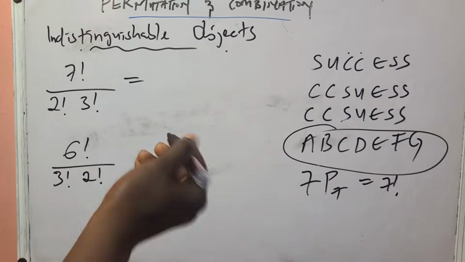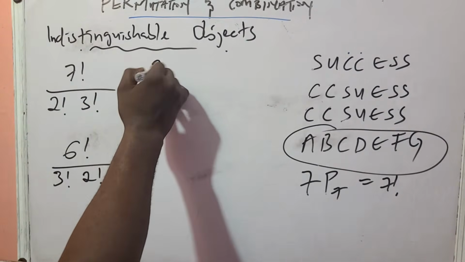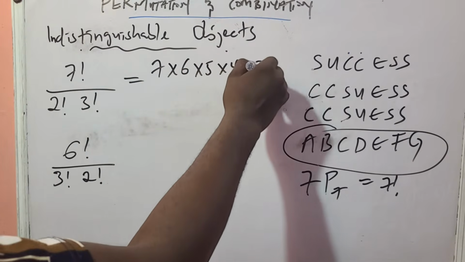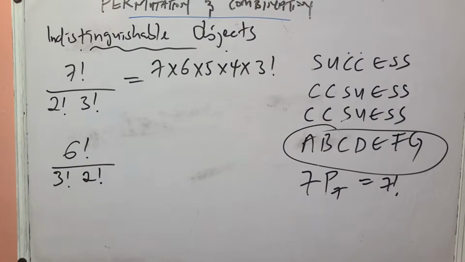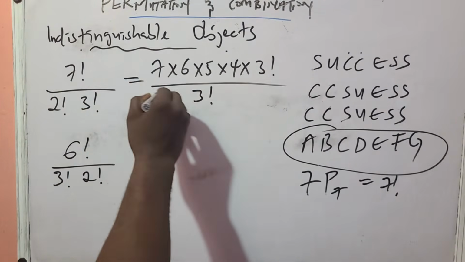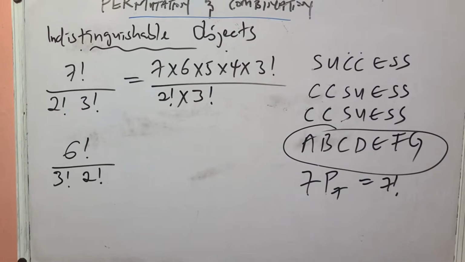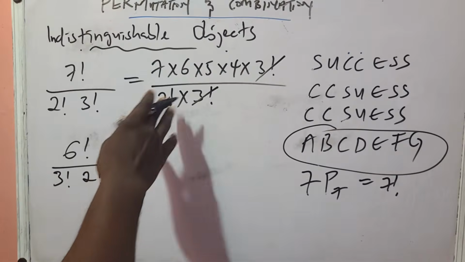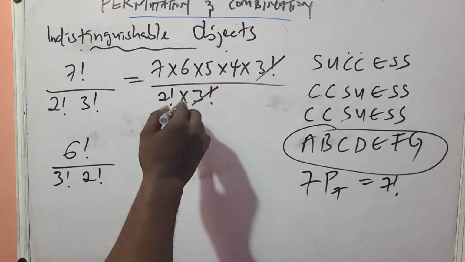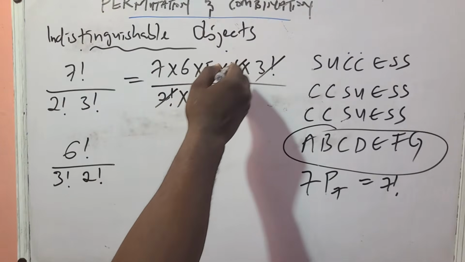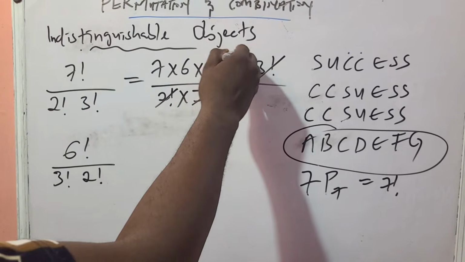7 factorial. Of course, if I want to solve this, look at what I'm going to do. 7 times 6 times 5 times 4 times 3 factorial. I'm going to stop it there, because I can see 3 factorial here that I want to cut out. So 2 factorial times 3 factorial. This 3 factorial will be cancelled by this 3 factorial. And I know that this 2 factorial is the same thing as 2 times 1. So 2 times 1 we cancel on 4, we'll be left with 2.